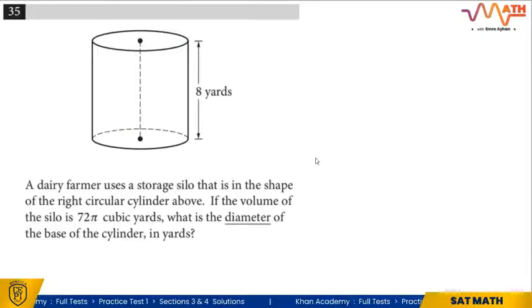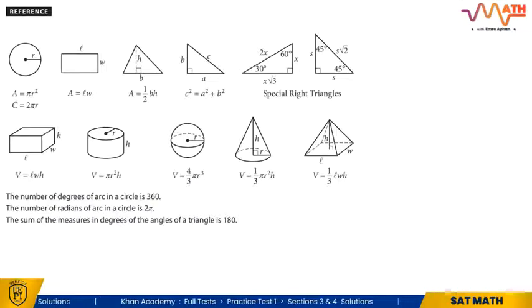35. A dairy farmer uses a storage silo that is in the shape of the right circular cylinder above. If the volume of the silo is 72 pi cubic yards, what is the diameter of the base of the cylinder in yards? What is the volume formula? We might need to check the references. When you look at the references here, we can see the volume of the cylinder is pi times r squared times h.